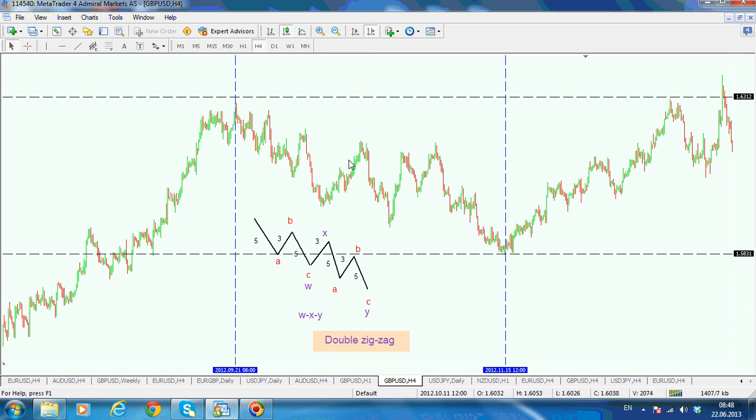The first zigzag looks to be something like this, like an A and the B and the C. A, and then the B wave to be here, and then looking for another move to the downside, if I may say so. So the first zigzag from my point of view, looking for something like this. So A, B, and C.